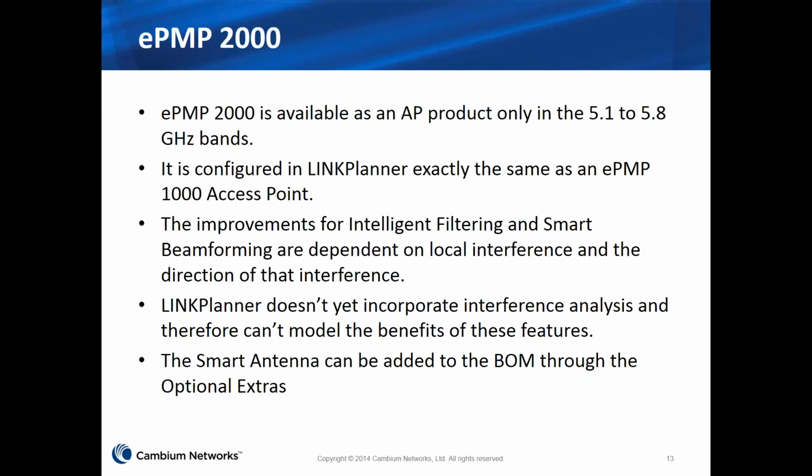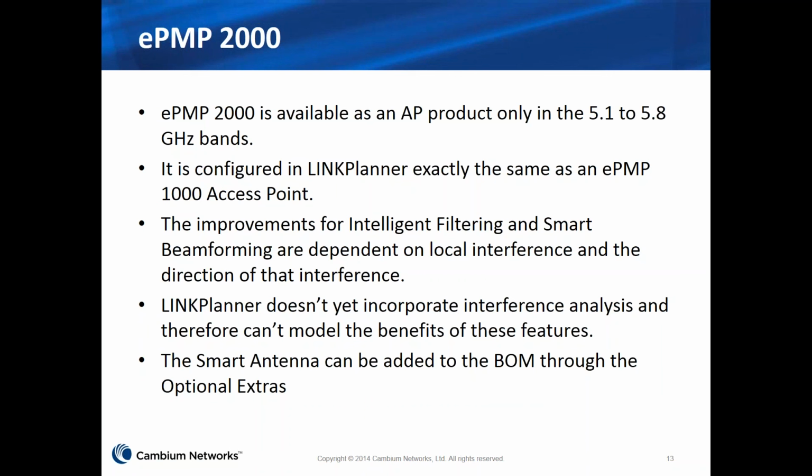The key benefits of the EPMP 2000 are on its ability to handle interference, but unfortunately we don't yet have the functionality in LINKPlanner to run interference analysis. We are working on it. It is likely that in a noisy environment, the EPMP 2000 will see a lower noise level than the EPMP 1000, and this can be modelled in LINKPlanner by reducing the interference at the AP compared with the EPMP 1000.